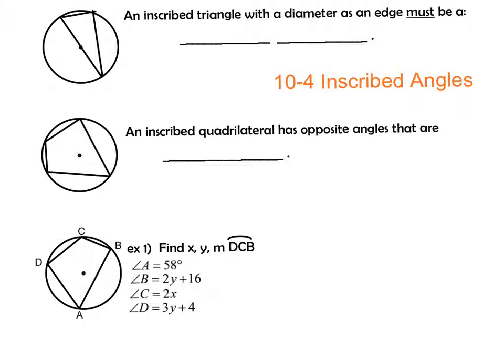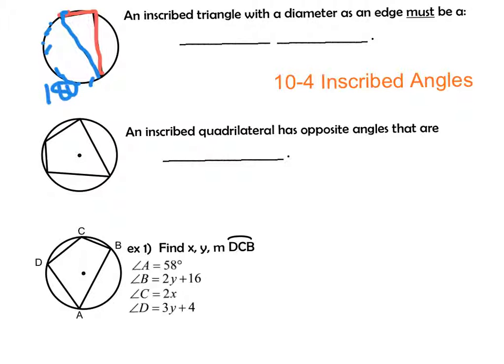So an inscribed triangle with a diameter as an edge must have a right angle. I'll just explain this through a picture. So let's use a different color here. Here is my inscribed angle right there, and it touches a diameter, my diameter in blue here, because it goes through the center of the circle. Then what do I know? I know that this arc around here on the outside is 180 degrees.